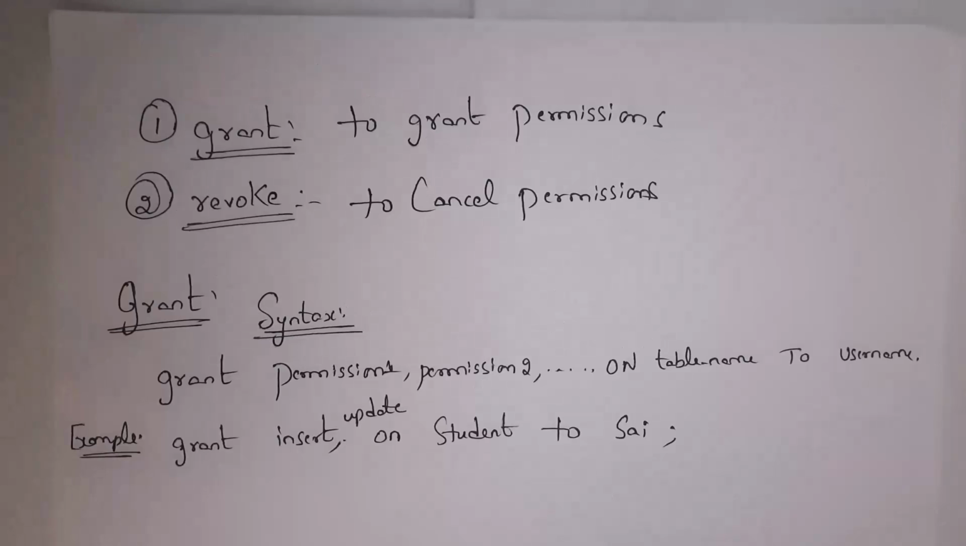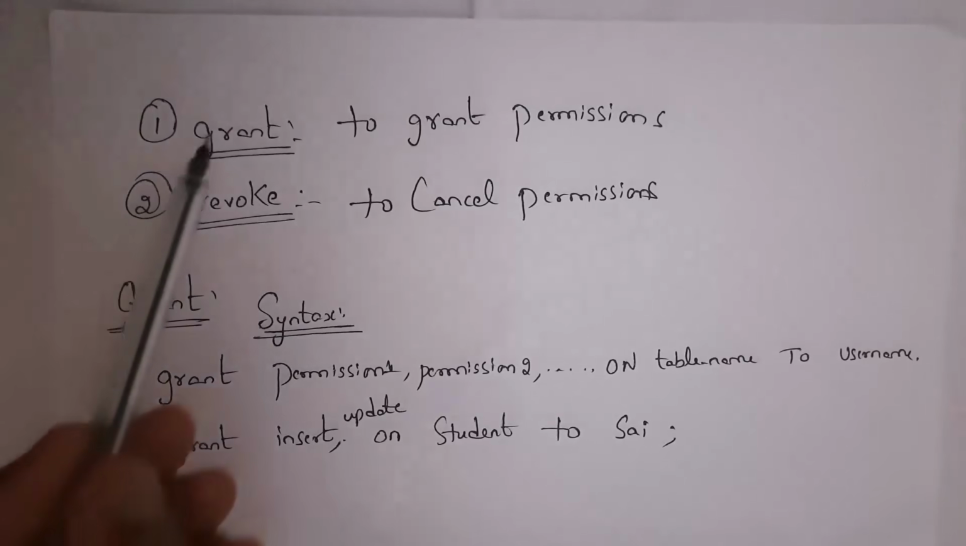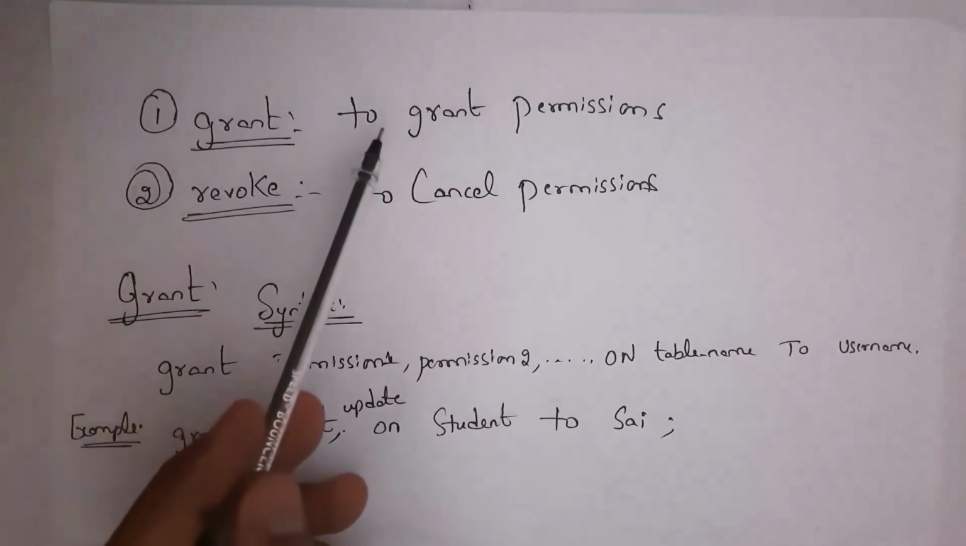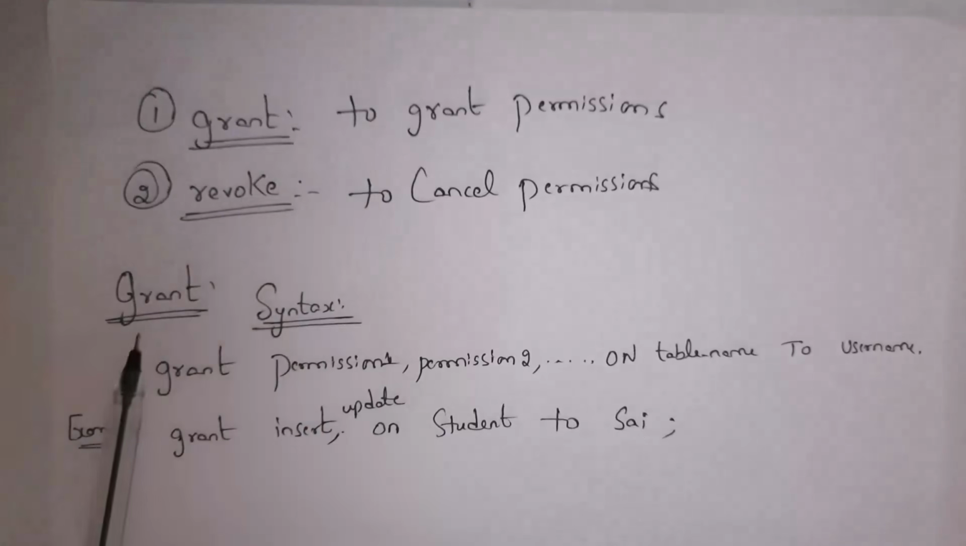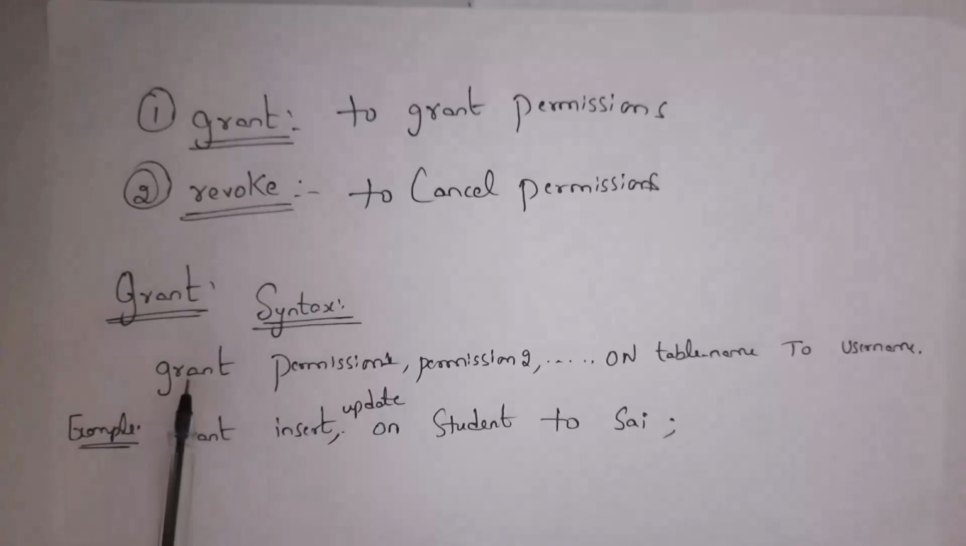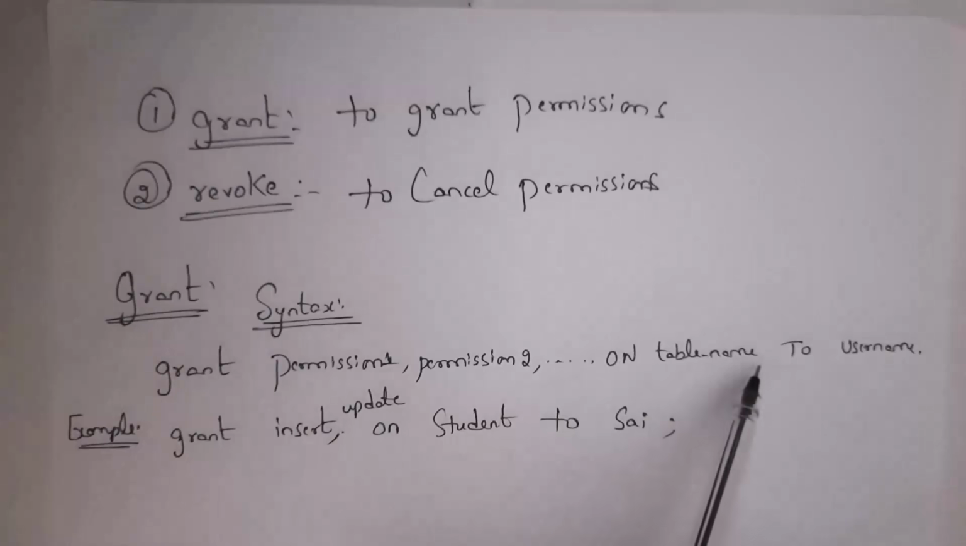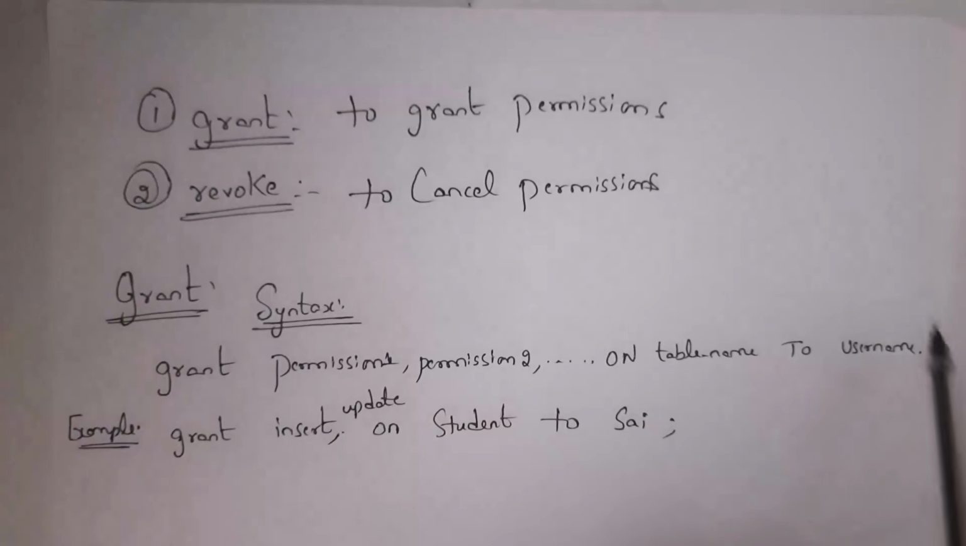There are 2 commands in this data control language. They are grant and revoke, where grant command is used to grant permissions and revoke command is used to cancel permissions. This is syntax of grant command. Just write here grant, permission 1, permission 2, so on table name to username, and at last give semicolon.